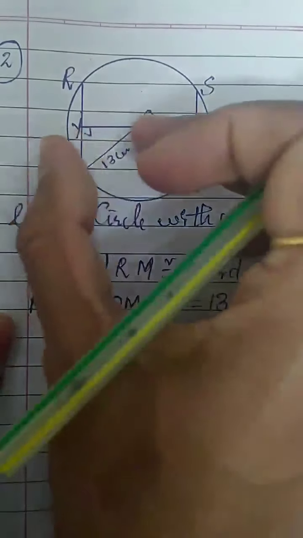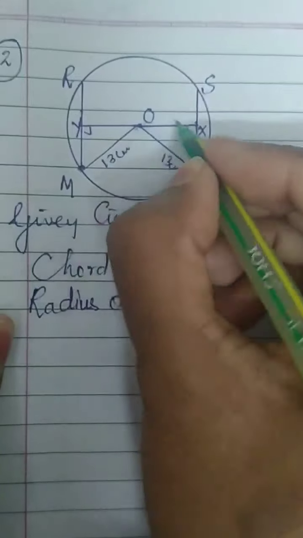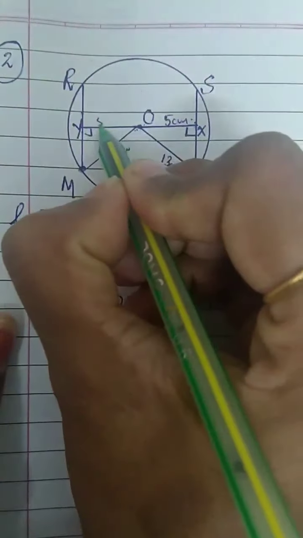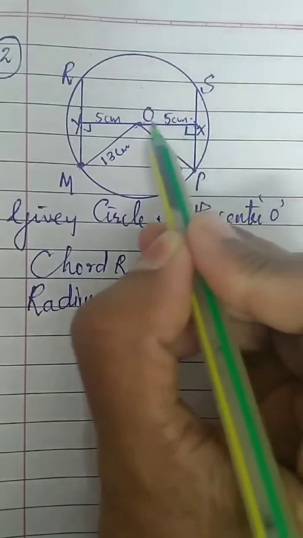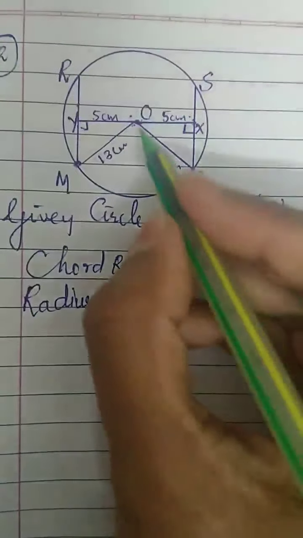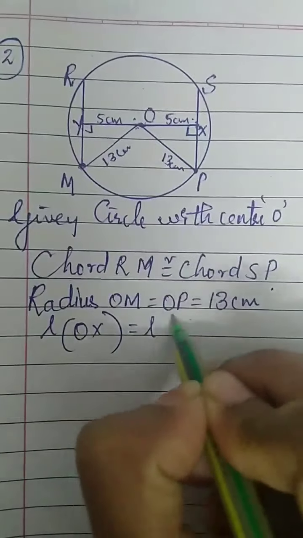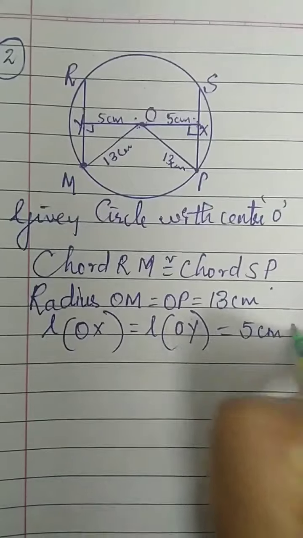We also know the distance: in a circle with radius 13 centimeter, two equal chords are at a distance of 5 centimeter. Both chords are 5 centimeter from the center. So 5 centimeter here, 5 centimeter there, because both the chords are congruent, so their distance from the center will also be the same, equidistant. Let us write length of OX is equal to length of OY is equal to 5 centimeter.